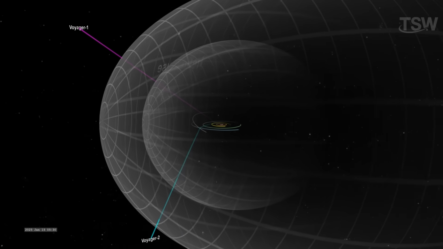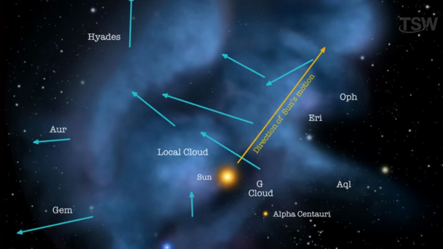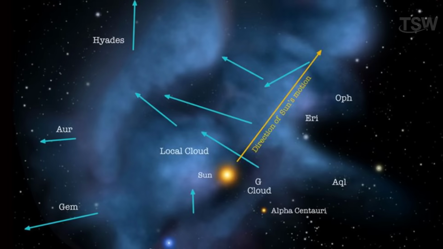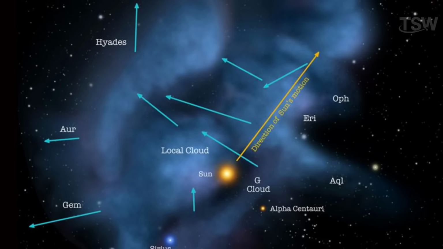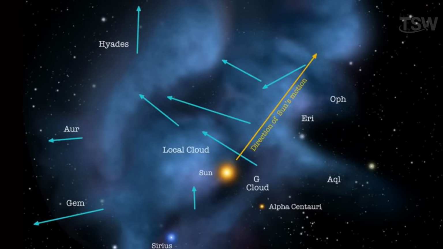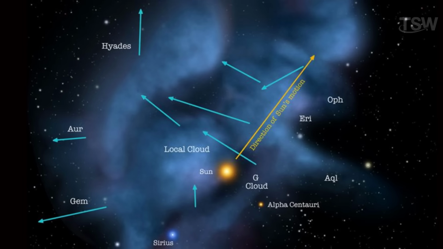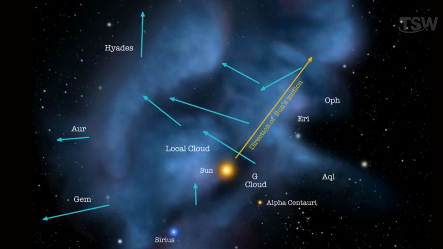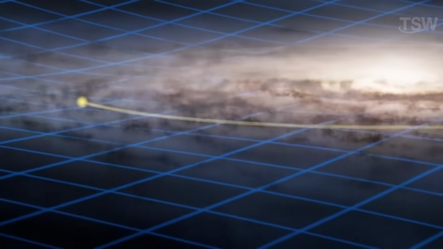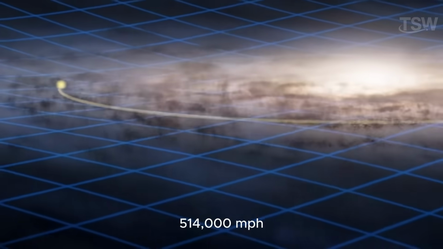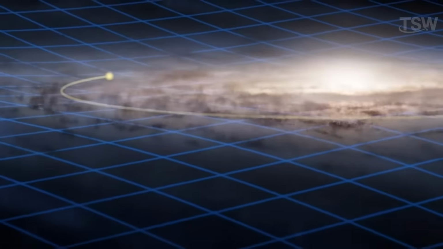But even there, we're not exactly alone. Surrounding the solar system is what's known as the local interstellar cloud. It's a region of slightly denser gas and dust that the Sun is currently passing through. In fact, we're not just moving, we're speeding. The Sun is traveling at about 828,000 kilometers per hour, around the center of the Milky Way.